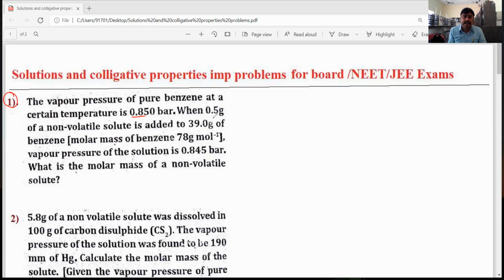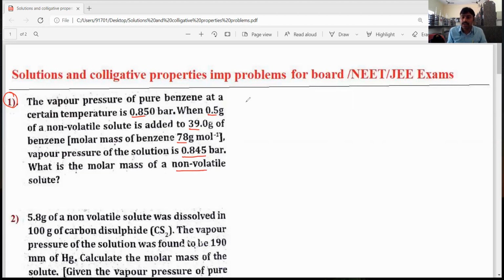So 0.5 grams of non-volatile solute is added to 39 grams of benzene, and the gram molecular weight of benzene is given as 78. Due to the addition of the solute, the solvent vapor pressure is always more than the solution vapor pressure. The solution vapor pressure is given as 0.845 bar. Then what is the molar mass of the non-volatile solute, they ask.